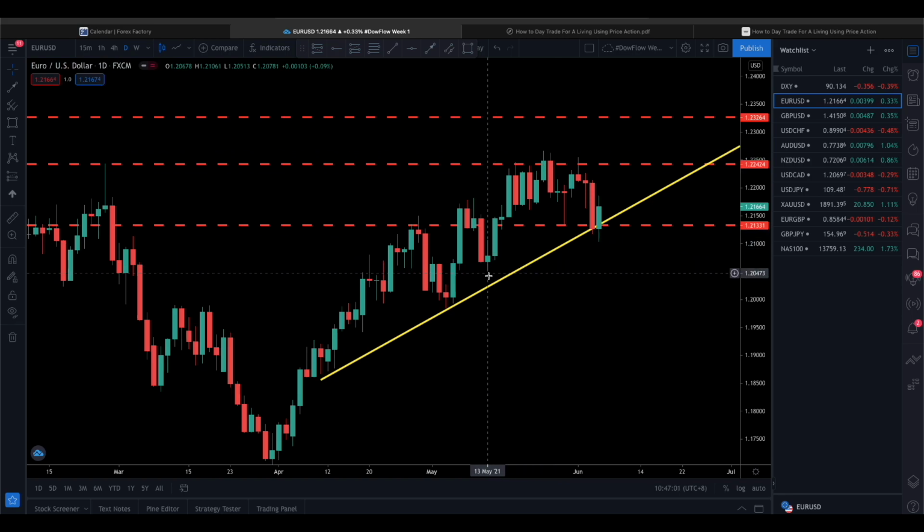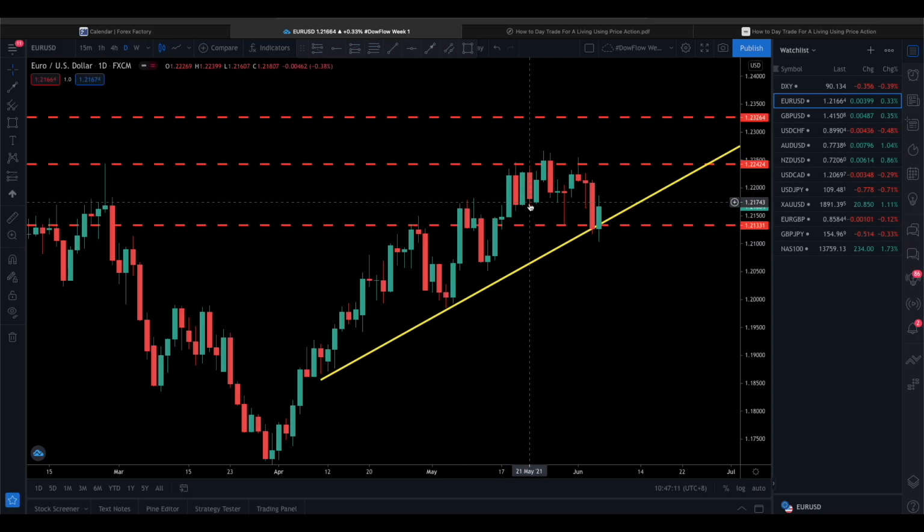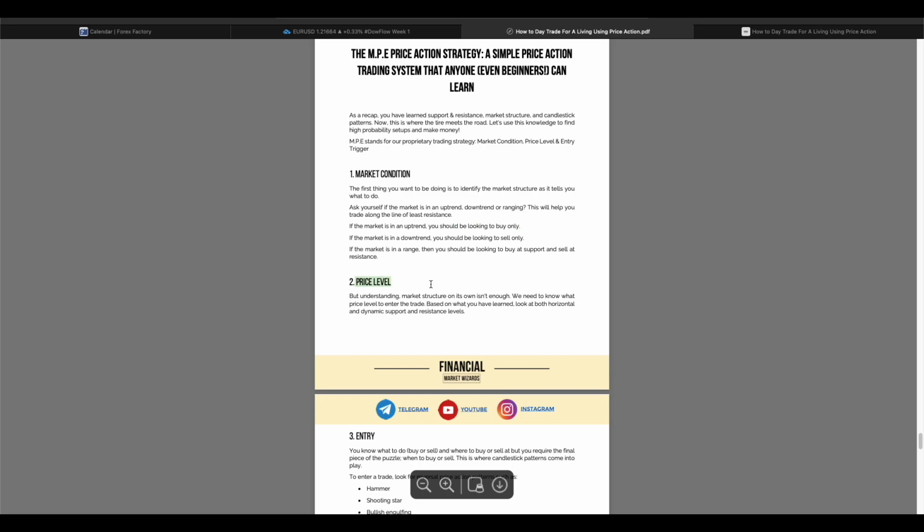Because this low hasn't been violated, then if you look at this, it's all in the guide: if the market is in an uptrend, then you should be looking to buy only. So this low is not violated, so we want to buy only. Now the next thing that we need to know is, since we want to buy, where do we buy at? That's the next big question.